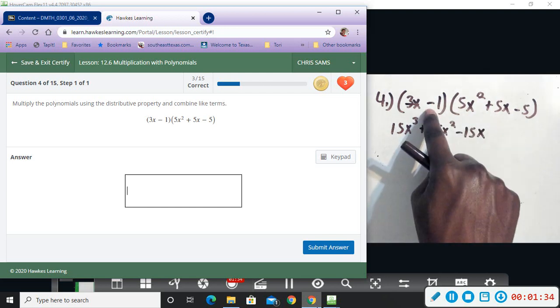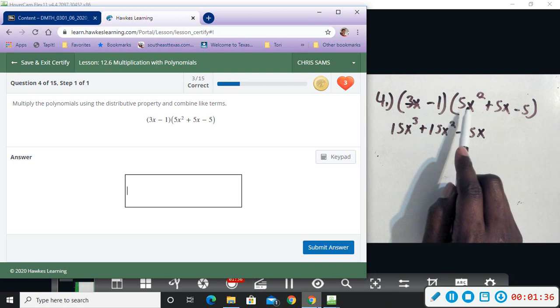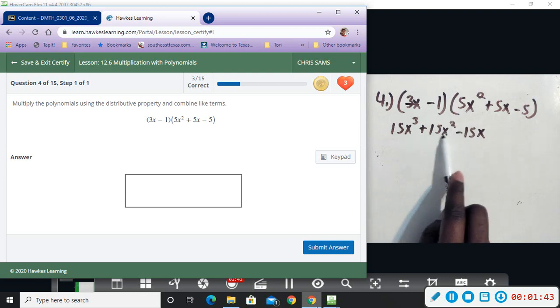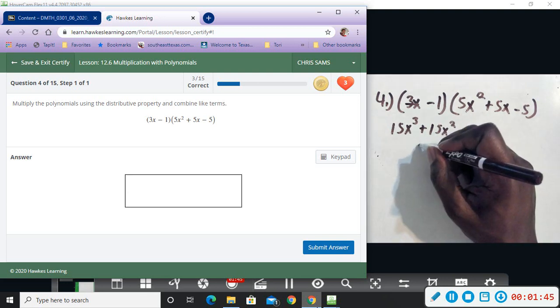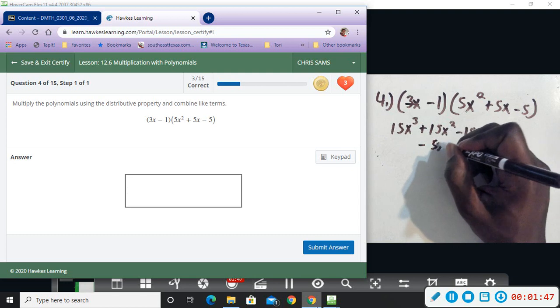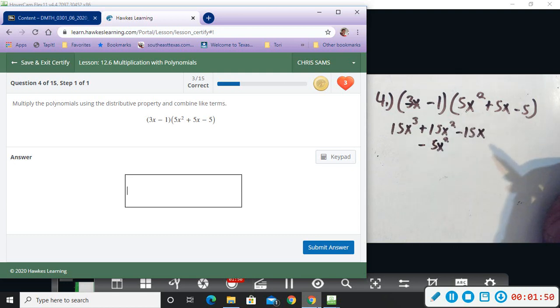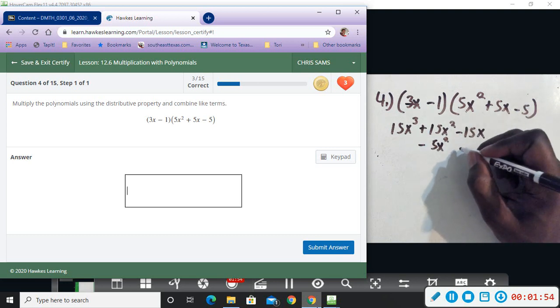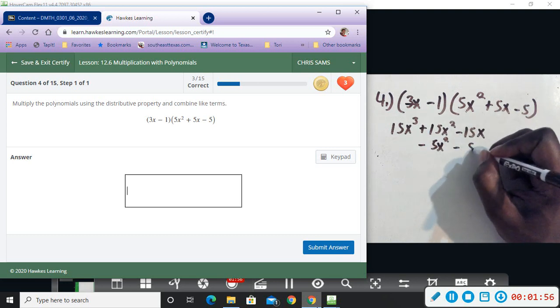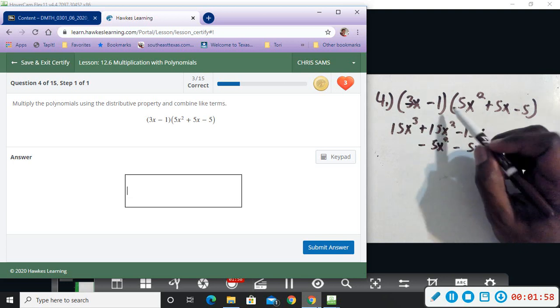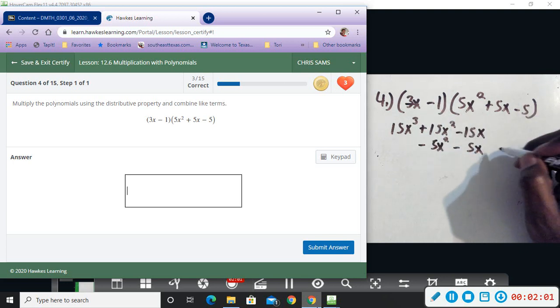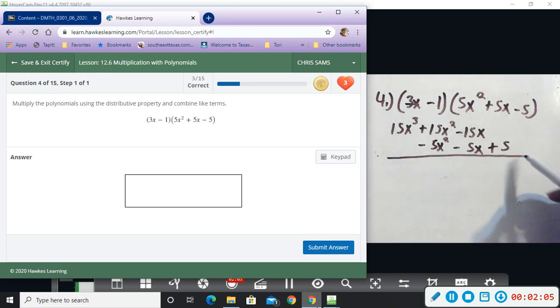Alright, now we're going to do negative 1. So negative 1 times 5x squared is just going to be the negative of this, so negative 5x squared. I'm going to line it up with the x squared term, so minus 5x squared. Okay, negative 1 times the 5x, it's going to be a negative 5x, so minus 5x, and then negative 1 times a negative 5 is going to be a positive 5, plus 5. Okay, so we got everything lined up.